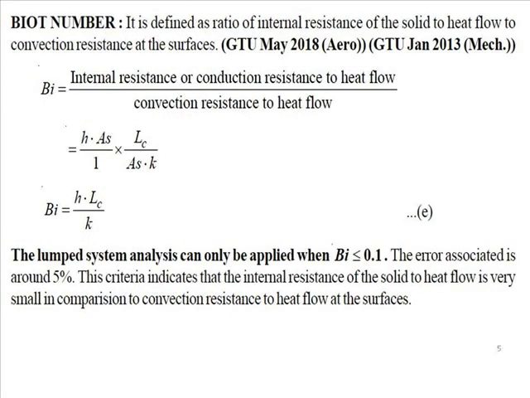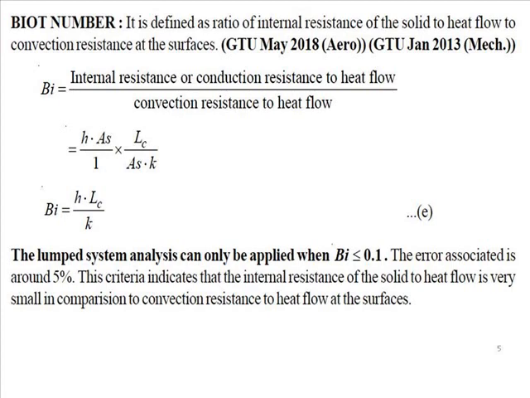Now we are going to introduce the first dimensionless number, that is h Lc by k, which is known as the Biot number. The Biot number is the ratio of internal resistance, or conduction resistance to the heat flow, divided by external resistance, or convection resistance to the heat flow. That is h Lc by k. A very important thing is that we have to go for lump capacity analysis when the Biot number value is less than or equals to 0.1.